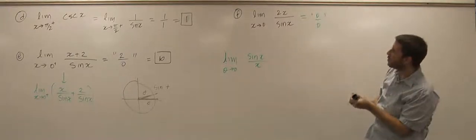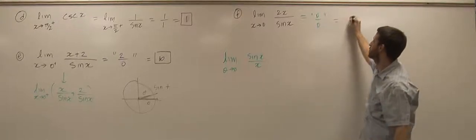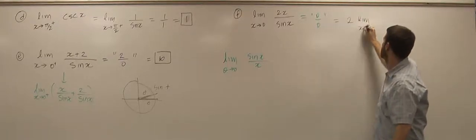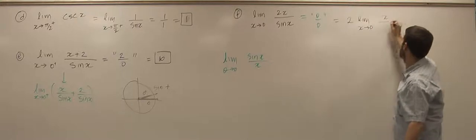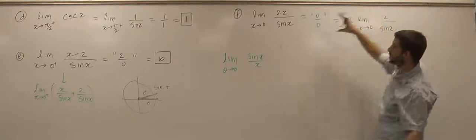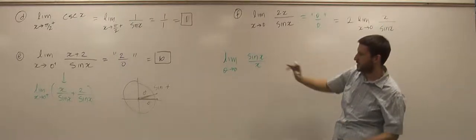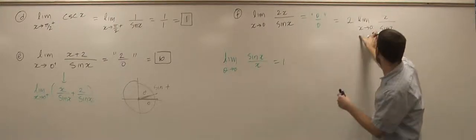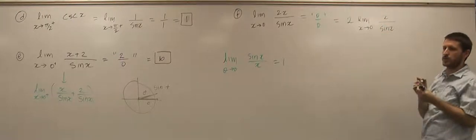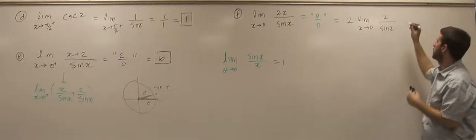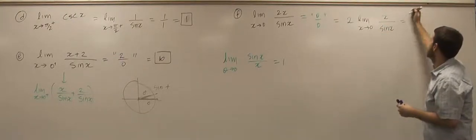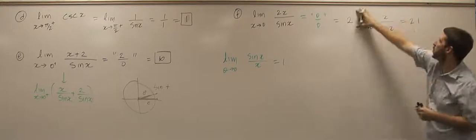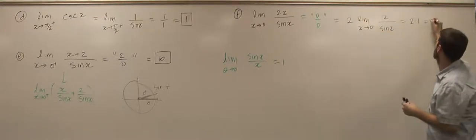When we pull the 2 outside of the limit because it's a constant multiple, now we have the reciprocal of this quotient, and we know this limit's 1. So this overall will be 1 times 2, which is 2. 2 times 1. This whole limit here is 1.